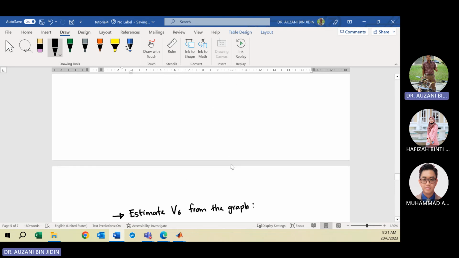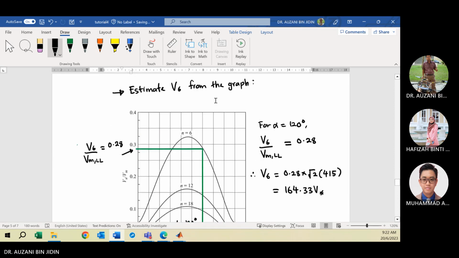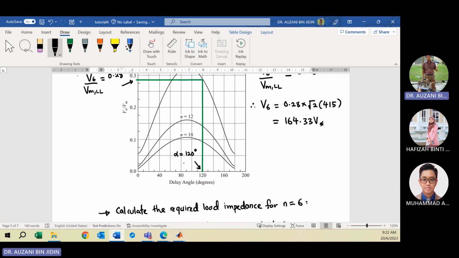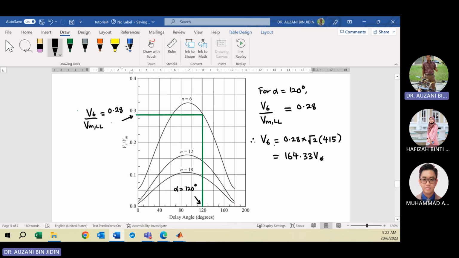Okay, then here you estimate V6 from the graph. Based on the calculated alpha in the previous part, where the alpha is 120 degrees, from here you can get the normalized harmonic voltage, which is 0.28. So you rearrange this equation to calculate Vn.